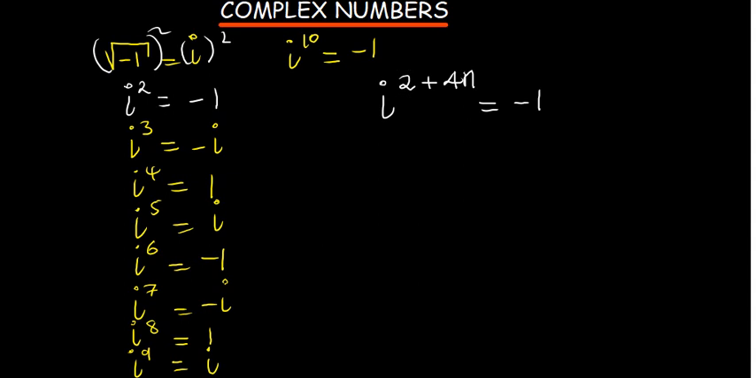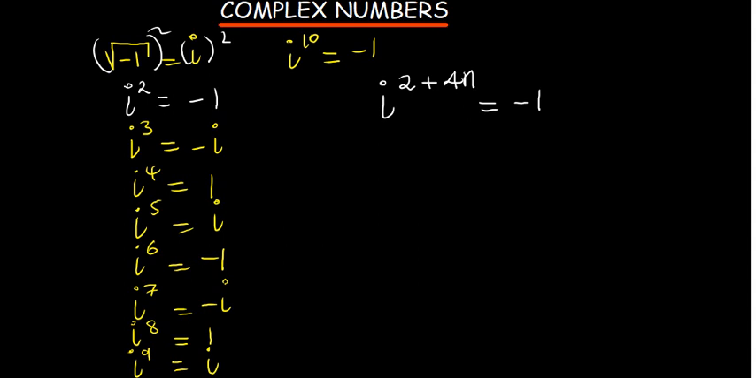Well, let's say n is 1. So this is going to be 2 plus 4, which is power 6. And we know i power 6 is negative 1. Let's say n is 2. This will be 4 times 2, which is 8, plus 2, which is 10. And that will give us i to the power 10 being equal to negative 1. So this is the general expression. As long as we have got i to the power 2 plus 4n, it will always give us negative 1.